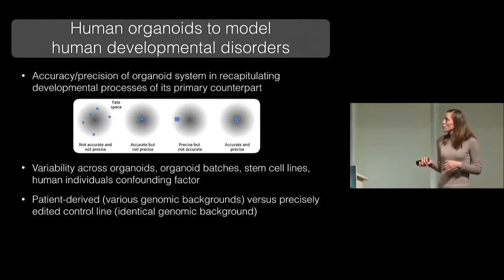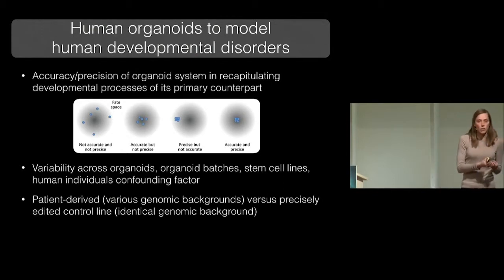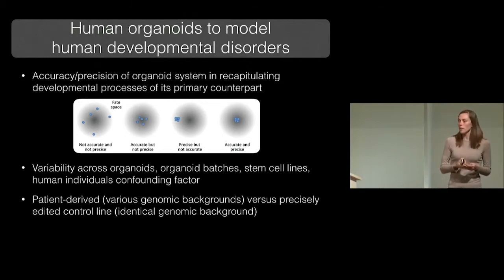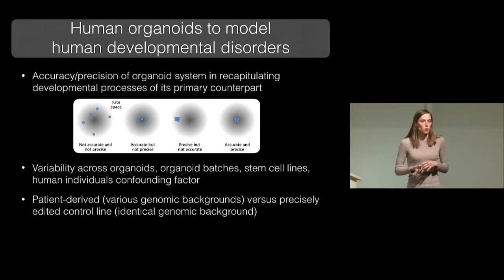And then we also need to make decisions in our experiments whether we want to really model the disease of an individual patient, meaning we take that patient's cells, make induced pluripotent stem cells, and then make organoids, or whether we actually take our control line that we know works very well in our lab, and we use CRISPR-Cas9 to precisely edit that line to introduce a disease mutation. In that case, of course, we have an identical genomic background of the control line and the mutated line, but we don't really have exactly the genomic background of the patient.